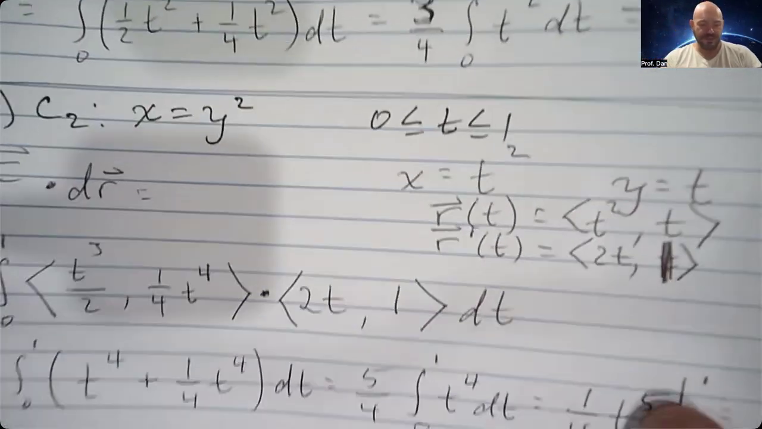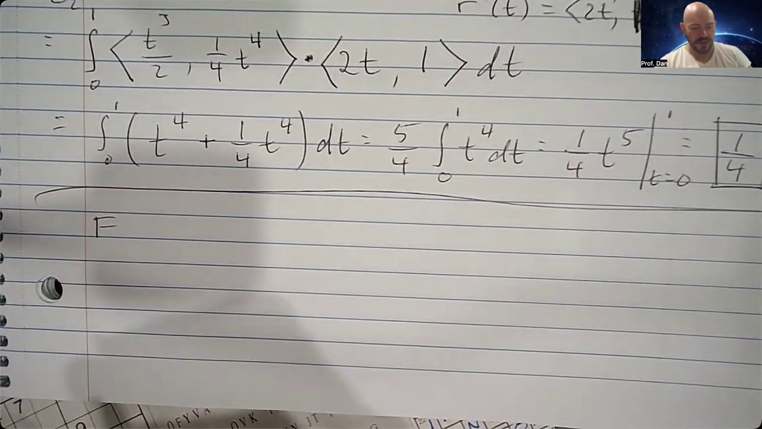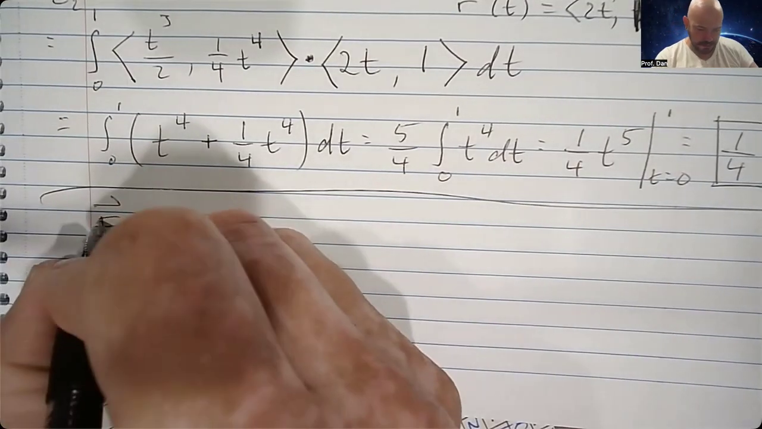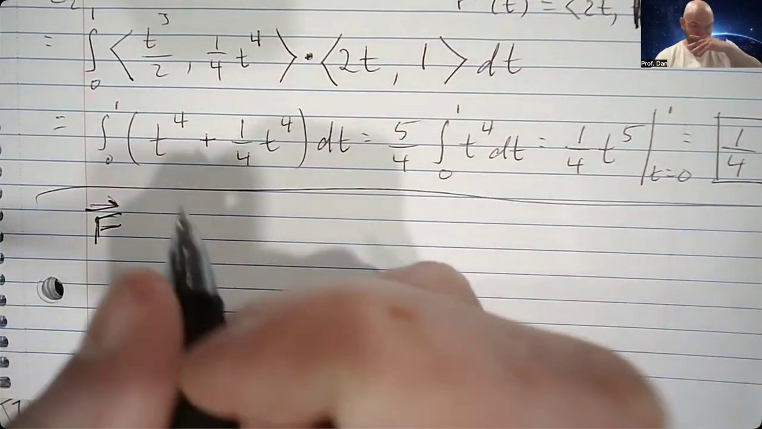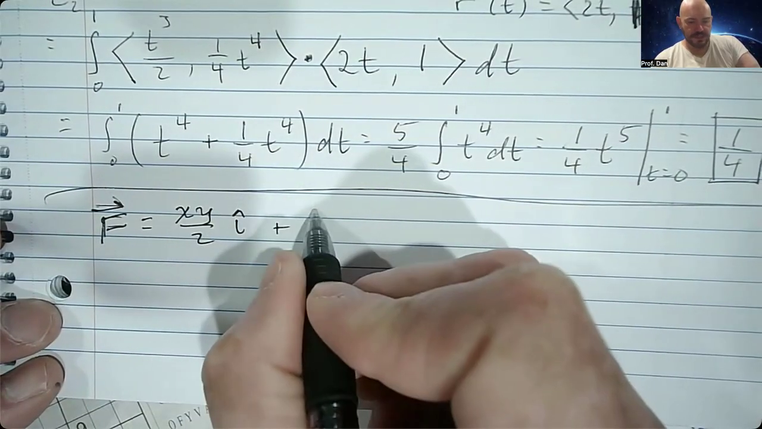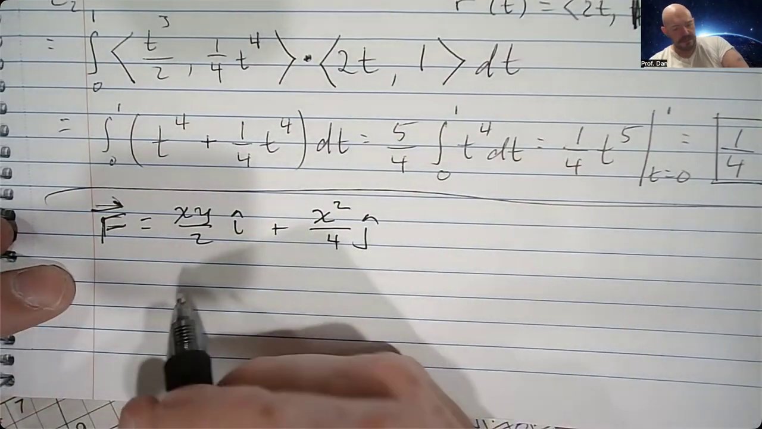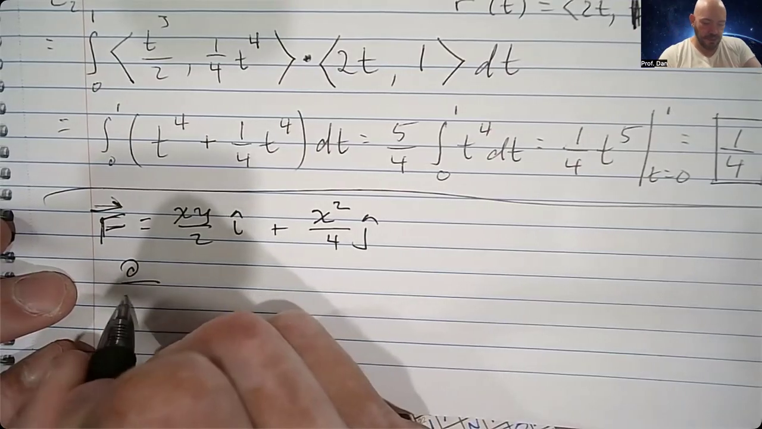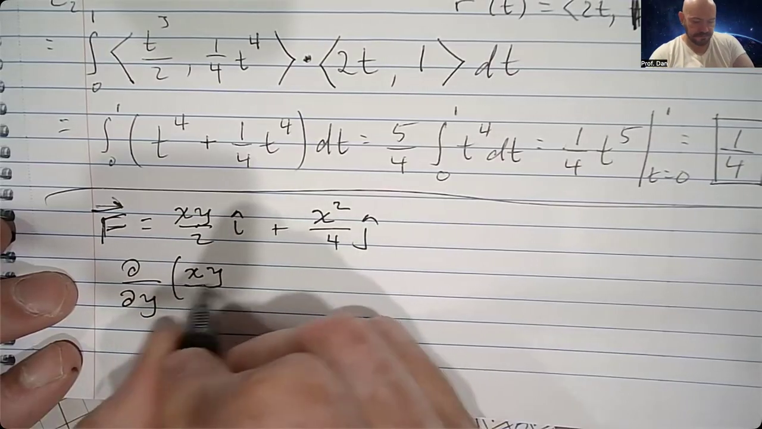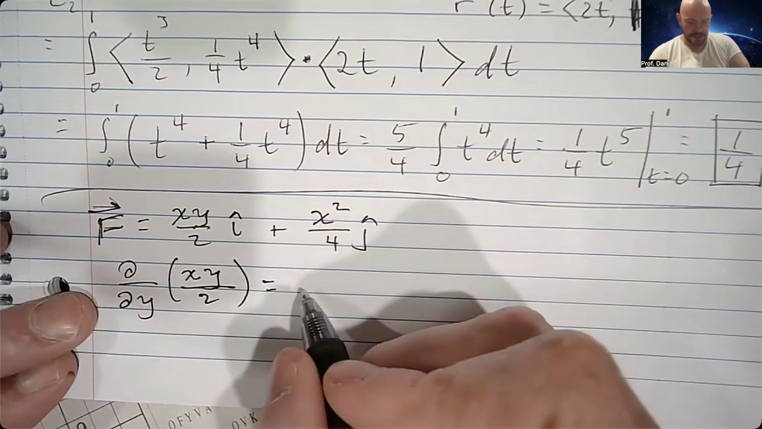The important thing to note here is that if we look at our original force field, so done with the example, if we look at our original force field F, which I should do in my folder. There we go. We had xy over 2 i plus x squared over 4 j. Okay. If I take the derivative with respect to y of my i component, I end up getting x over 2.